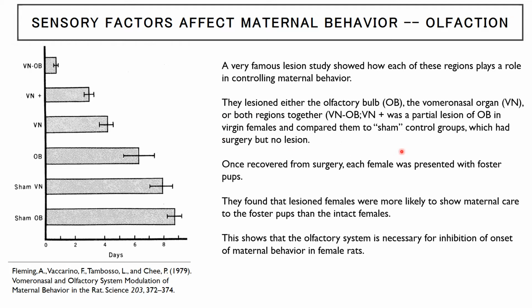So in this experiment, they either lesioned the olfactory bulb, the OB, or they lesioned the vomeronasal organ, or both together, VNOB, both of them being lesioned. They had some that received the vomeronasal lesion that got some of the olfactory bulb as well. So they just refer to these as VN+.